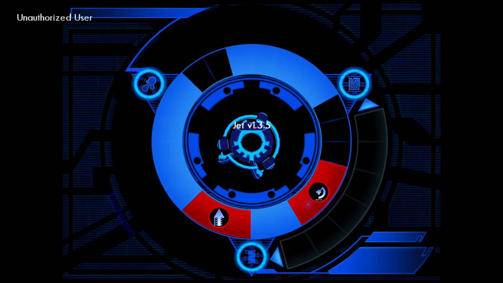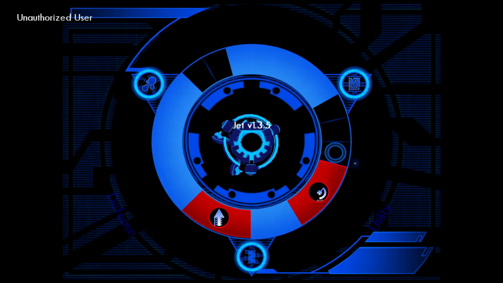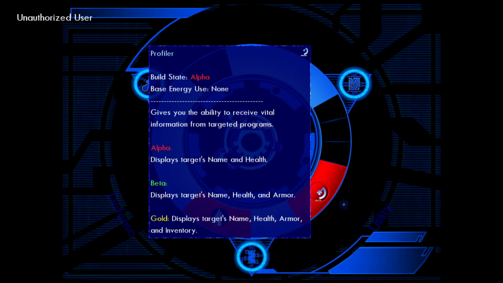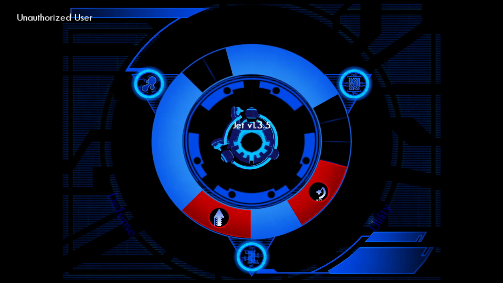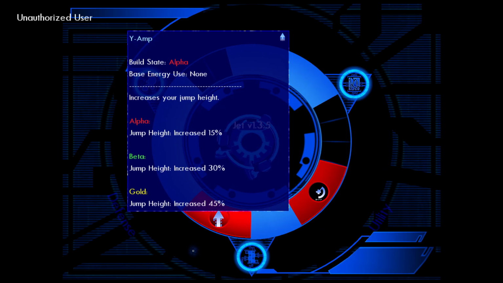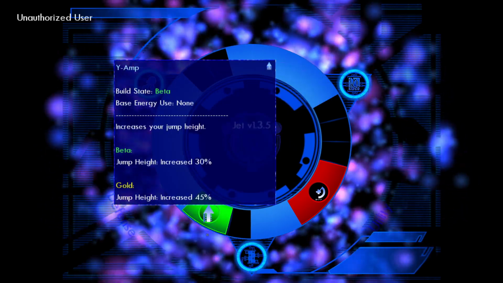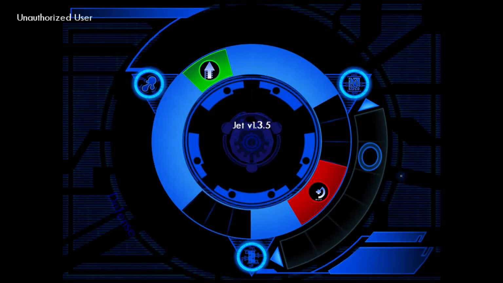We can choose one of our two subroutines to improve. And because this is not the first time that I've played this level, I already know that we're going to get an upgrade to the profiler basically within this level, I think even. So there's no point for us to go for an upgrade here. So, well, let's upgrade the Y-amp. Increased jump height is always good anyway. Now we can store it somewhere else, and our code is more effective than ever.